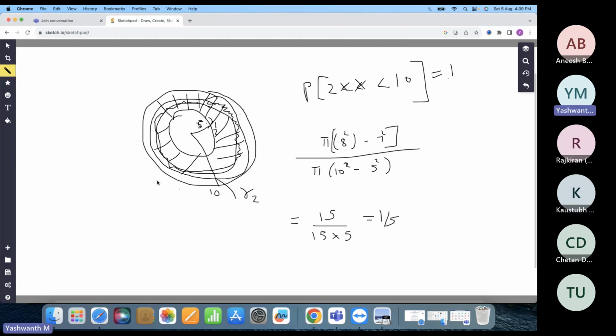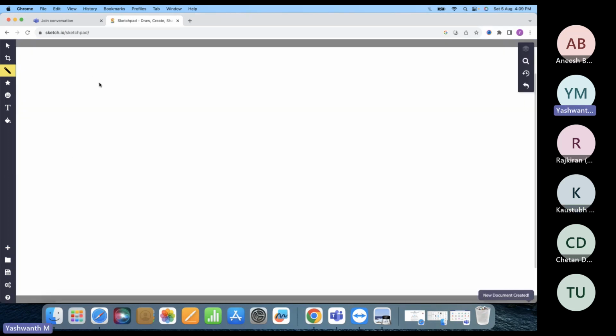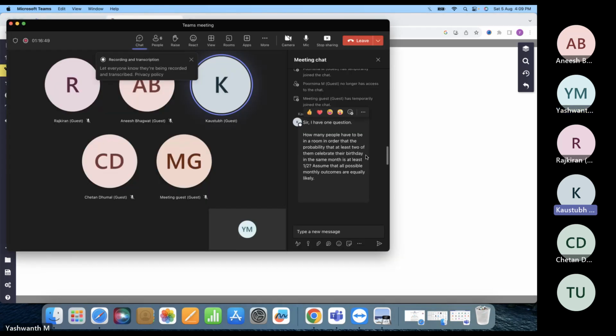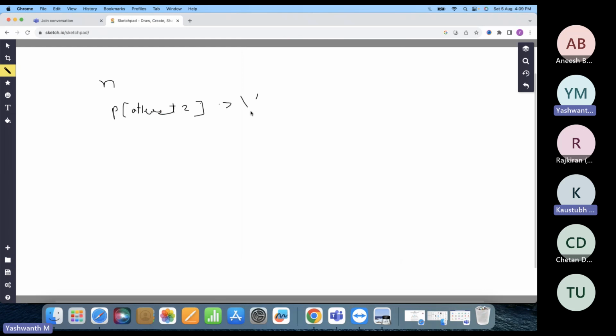Okay, so let's attempt this and see how far we can go. So there are n people. Assume that you don't know what n is a priori, and you want the probability that at least two of them share the same birthday month. That should be at least 1/2.